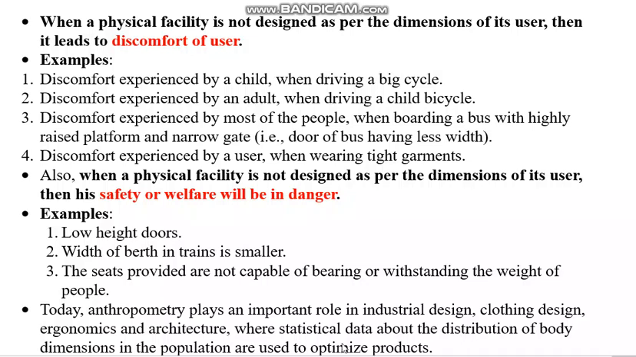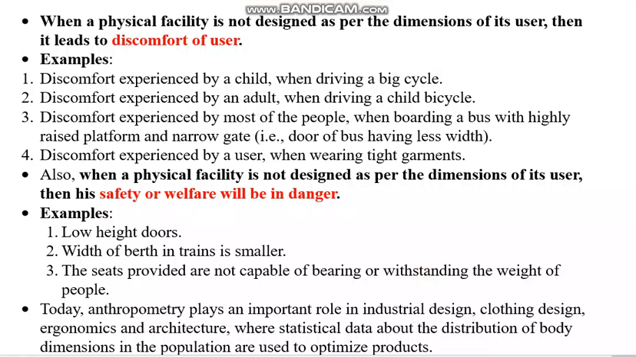Statistical data about the distribution of body dimensions in the population are used to optimize products. If you want to use it in India, what are the sizes, what is the normal height of the person, what is the normal weight of the person, his forearm, how big it is, his shoulders, how wide they are, his chest, how big it is, his seat and everything. All these dimensions you will get from taking measurements from the population.